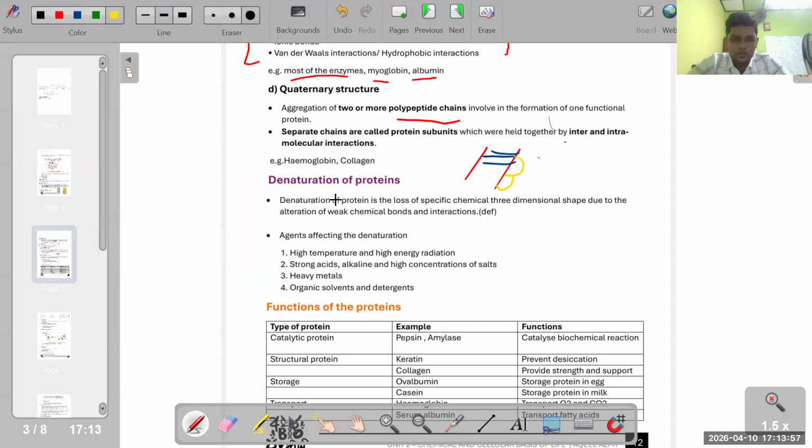Do you have any doubts? No doubts, right? Okay. So this is clear. So examples they have given for quaternary structure: hemoglobin, collagen. Hemoglobin is present in our blood. In blood cells, they are present to carry oxygen.